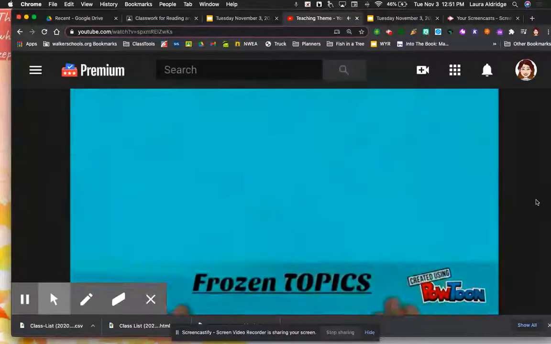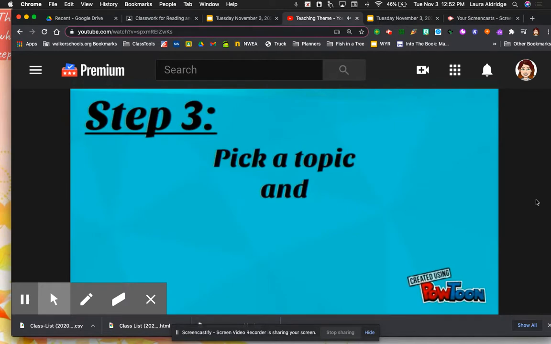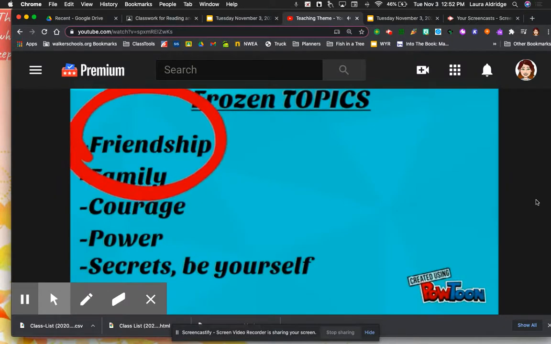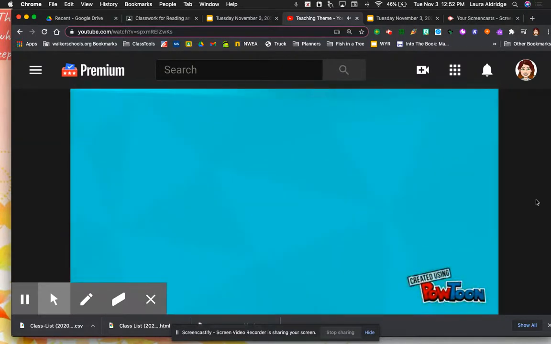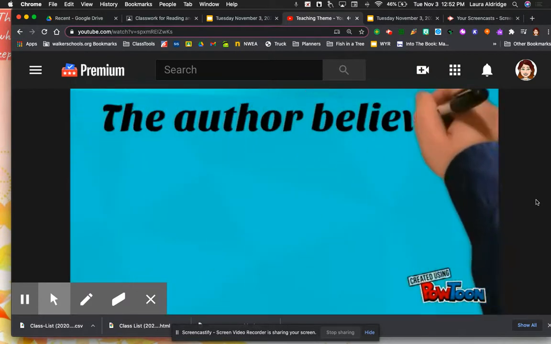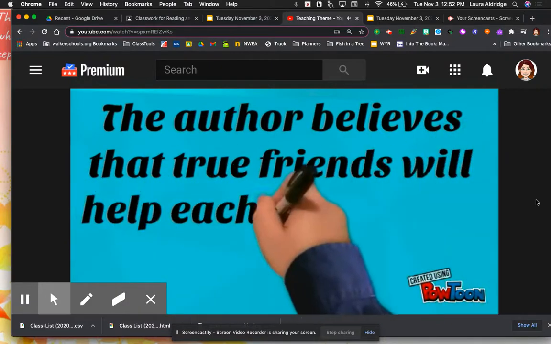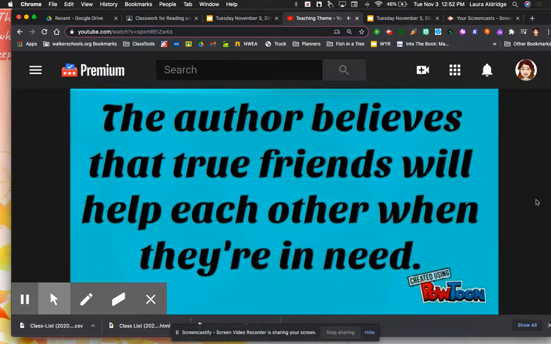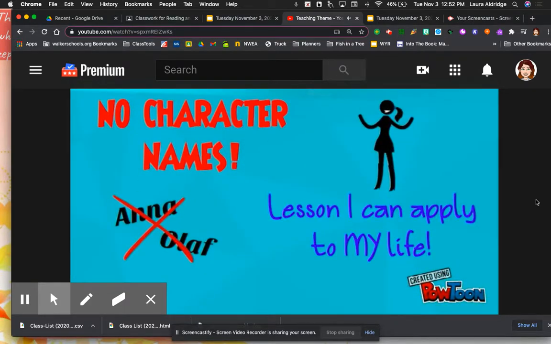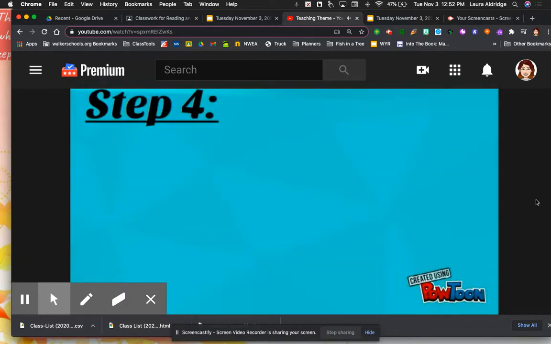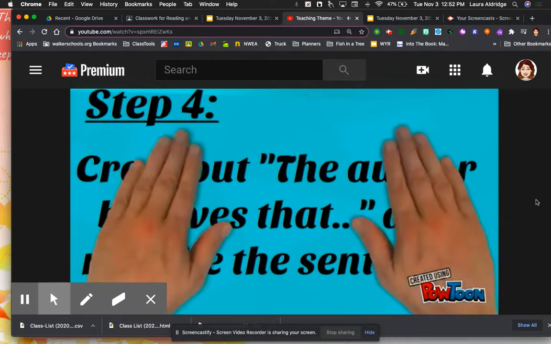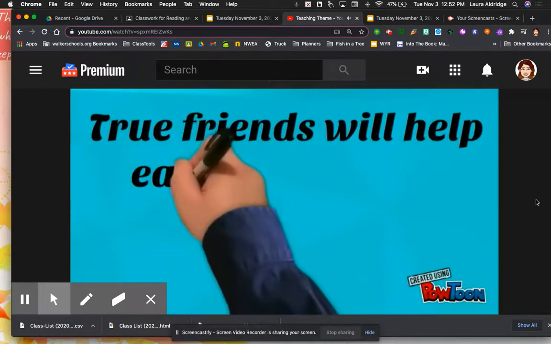Once you have a list of topics, the third step is to pick a topic and write a sentence about what the author believes about that topic. Let's pick friendship because it's all over the place in Frozen. The author believes what about friendship? The author believes that true friends will help each other when they're in need. Notice how this is not specific to the text. There are no characters' names. This should be something you can apply to your own life. The fourth step is to cross out the author believes that. Now rewrite the sentence. True friends will help each other when they're in need.